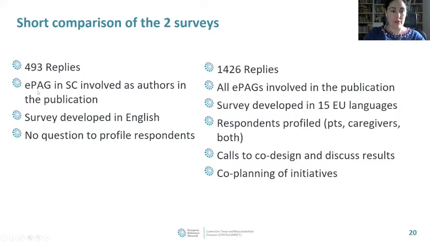In the CPG surveys, only the ePAGs in the steering committee were involved as authors in the publication, while in the educational survey, all the ePAGs were involved in the input for the surveys, and they will be involved in the publications. Also, if there are other surveys, for example, where patients collaborating are not even part of the ERN, they can also be part of the publications. They don't have to be part of the ePAG group.